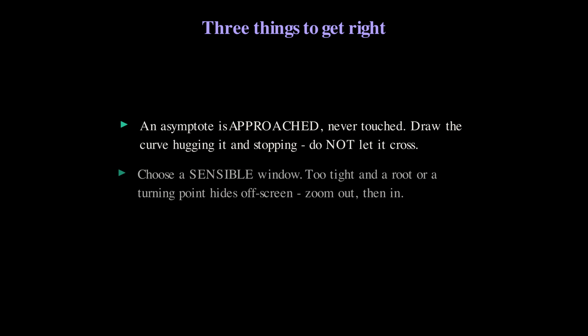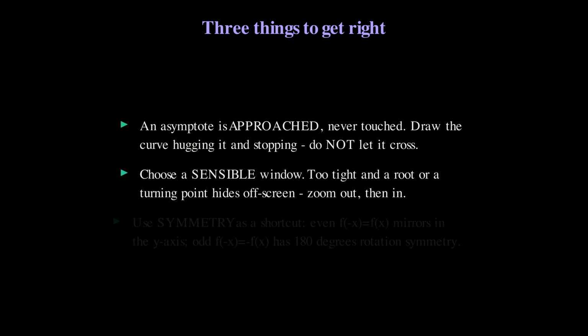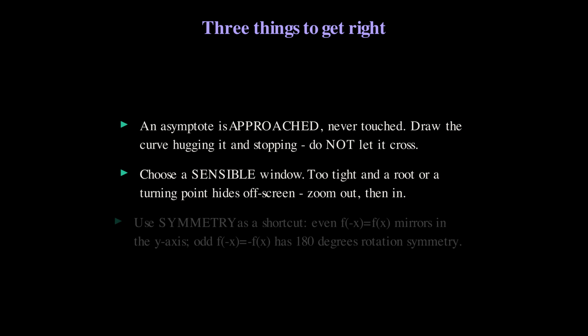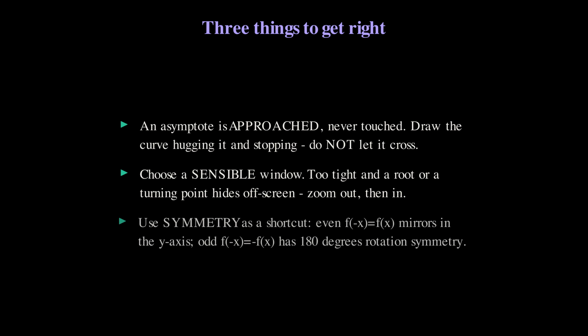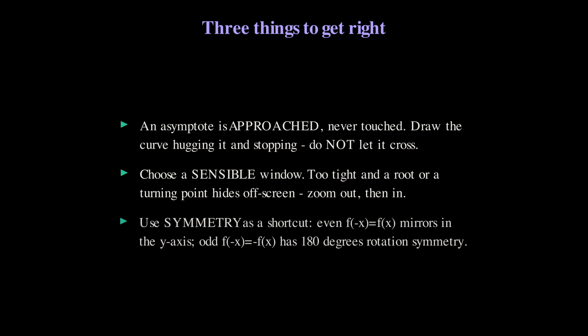Third, use symmetry to save time. An even function, where f of minus x equals f of x, mirrors in the y-axis. An odd function, where f of minus x equals minus f of x, has half-turn symmetry about the origin. Either way, you only have to work out one side.